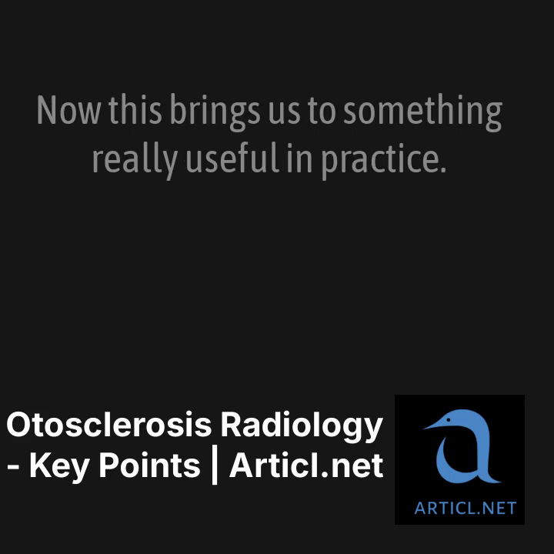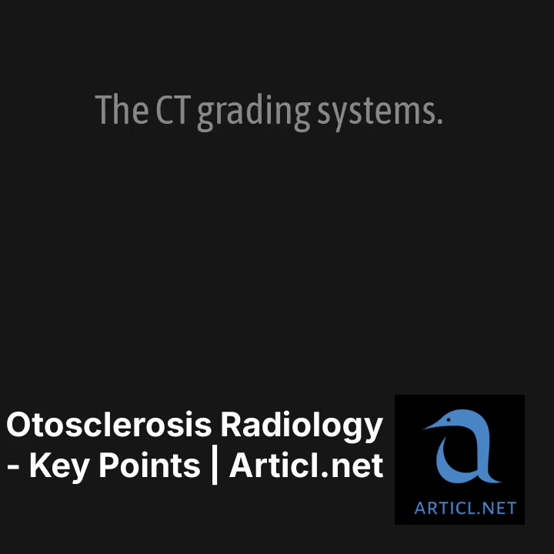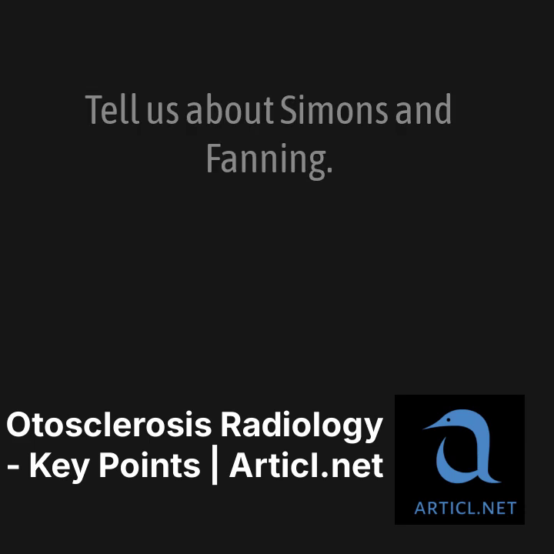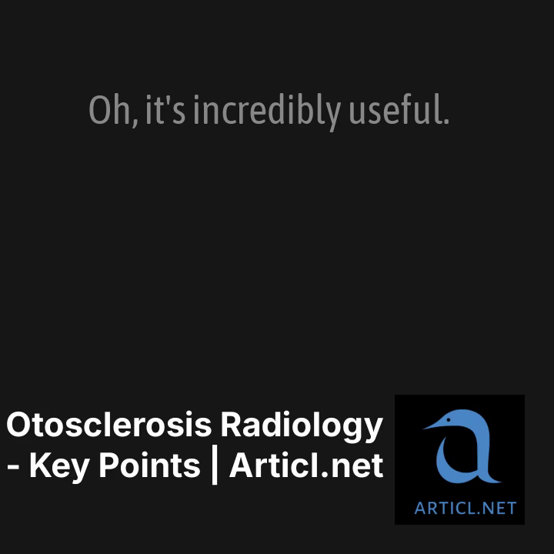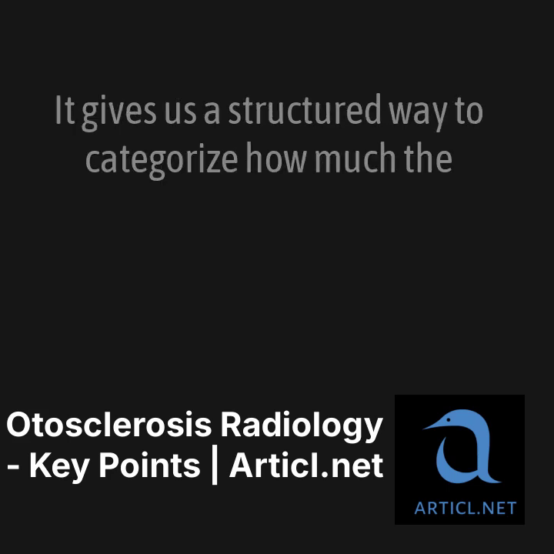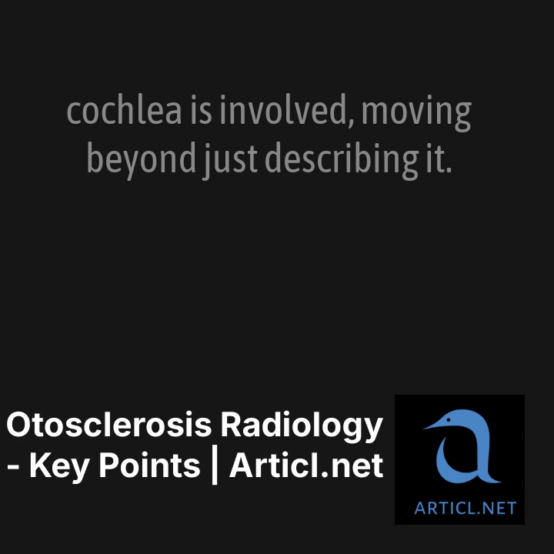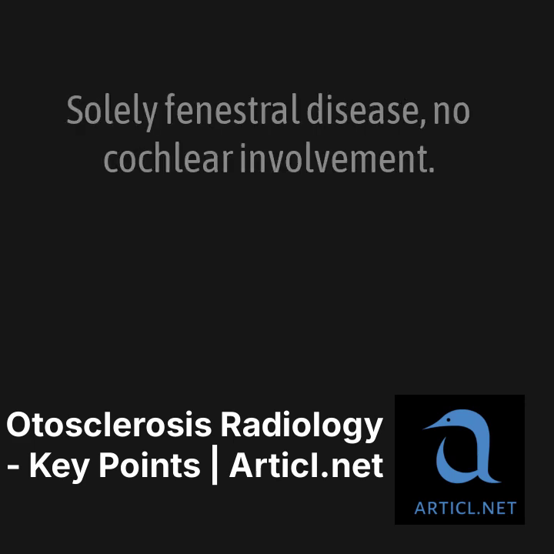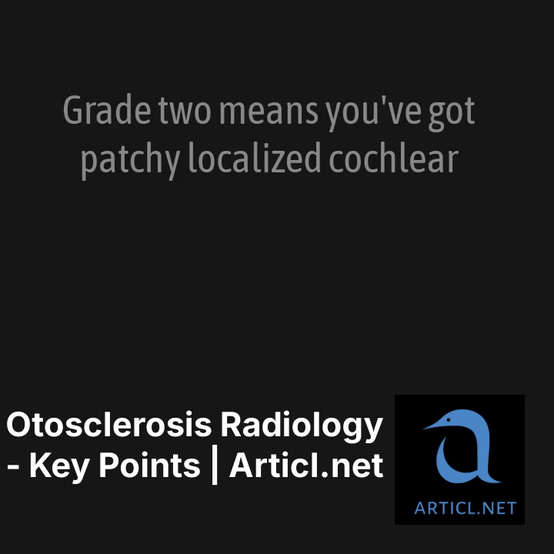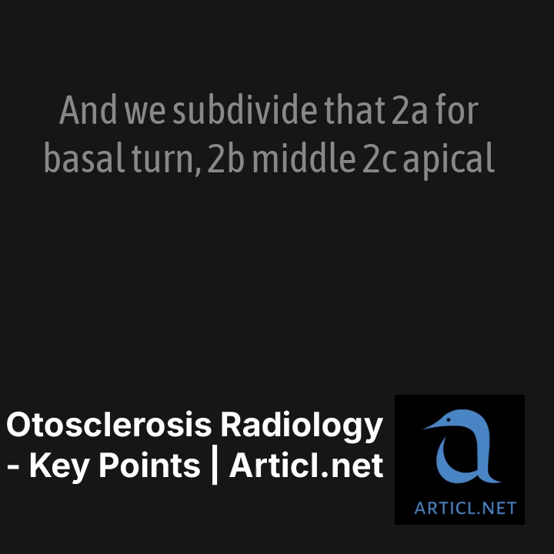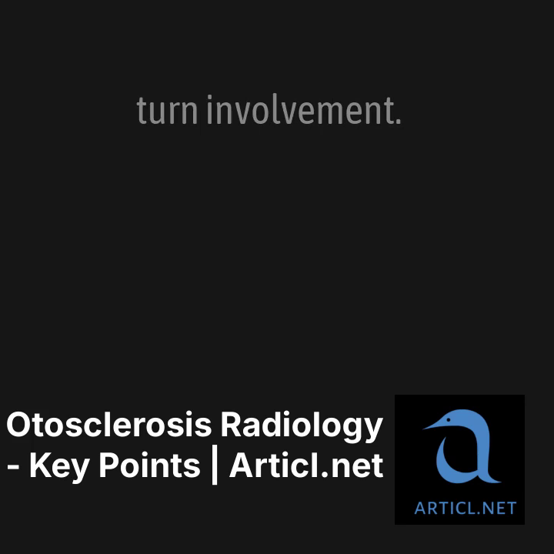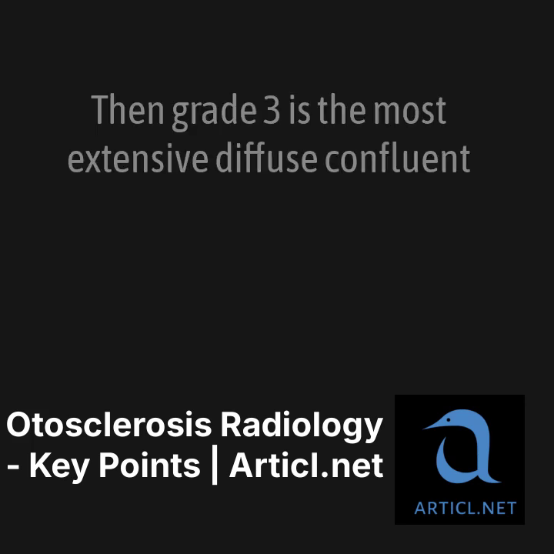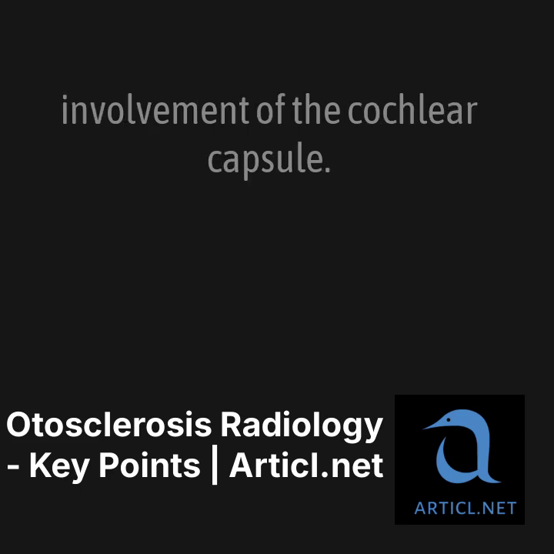Now, this brings us to something really useful in practice, the CT grading systems. Tell us about Symons and Fanning. How does that help us in reporting? Oh, it's incredibly useful. It gives us a structured way to categorize how much the cochlea is involved, moving beyond just describing it. So how does it break down? Grade 1 is simple, solely fenestral disease, no cochlear involvement. Grade 2 means you've got patchy, localized cochlear disease, and we subdivide that: 2A for basal turn, 2B middle, 2C apical turn involvement. Okay. Then grade 3 is the most extensive, diffuse, confluent involvement of the cochlear capsule.